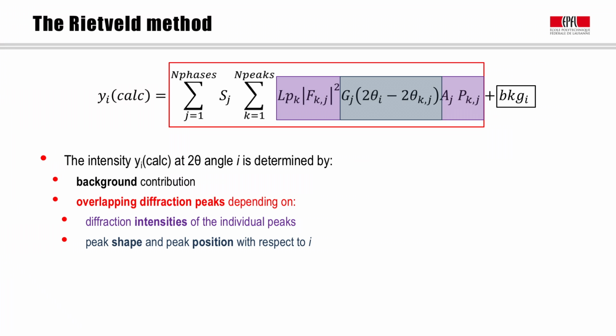Here one can see that S_J is a scale factor, Lp is the Lorentz polarization factor, F is the structure factor, G is the peak shape function, A the X-ray absorption coefficient, and P the preferred orientation correction. In lecture 2, we have treated each of these factors in more detail, and we have explained the physical basis of these factors.